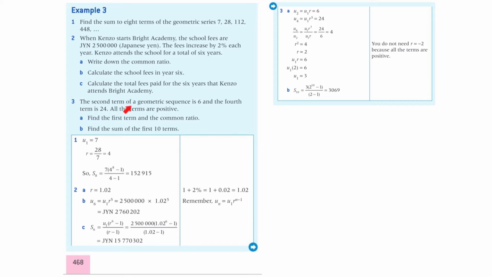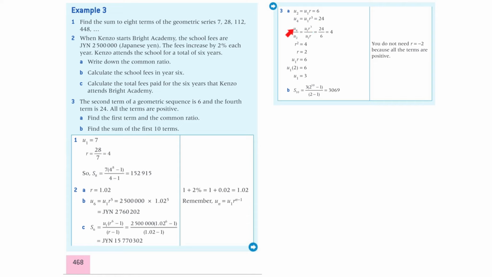Let's have a look at 3. The second term of a geometric sequence is 6, and the fourth term is 24. All the terms are positive. Now we're talking terms here. So it says find the first term and the common ratio. All right. So we know that the second term is U1 times R, so that equals 6. Also the fourth term is U1 times R, which would be the second term, and then it's times R, which would be the third term, and then it's times R again, that'd be the fourth term, so that's R cubed, and that equals 24.